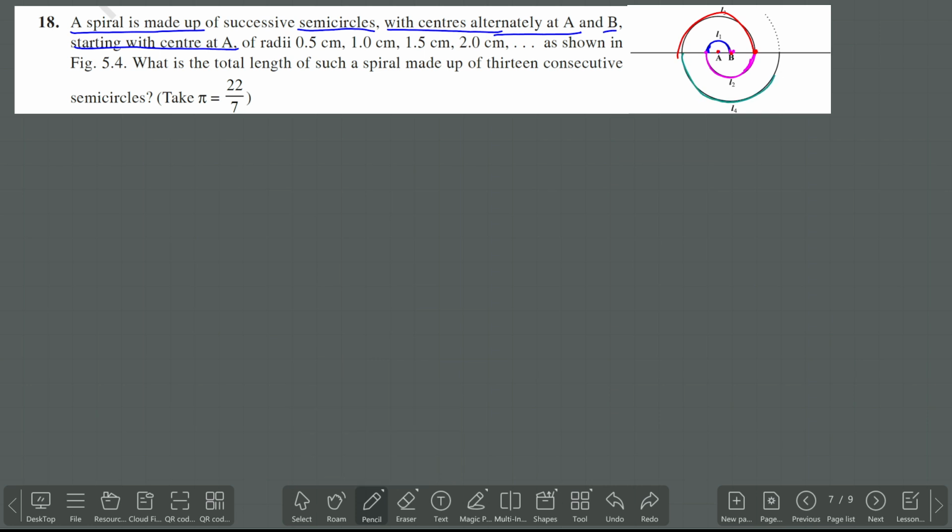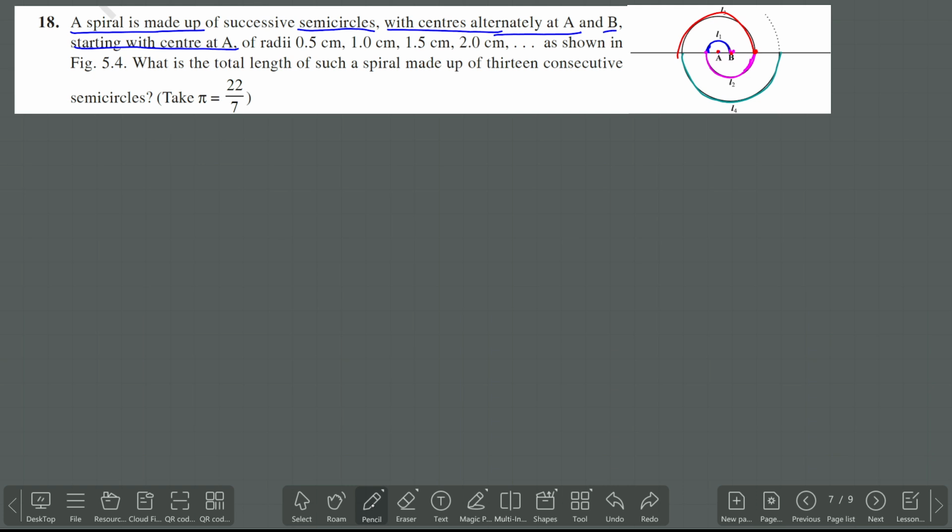A as a center means first, L1. B as a center in the sense L2. Again A as a center L3. L4 center is what? B. Like that they are giving A and B as centers alternately. But they are talking about what? Semicircle, not a circle. Remember. Right.